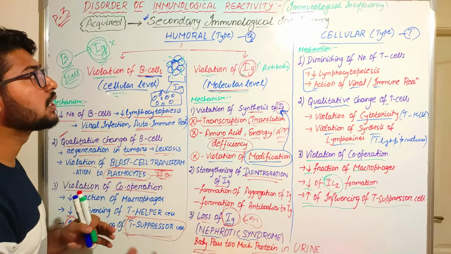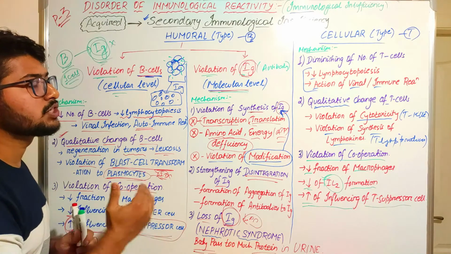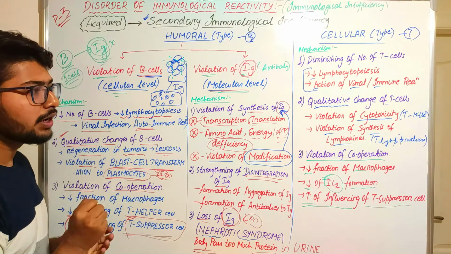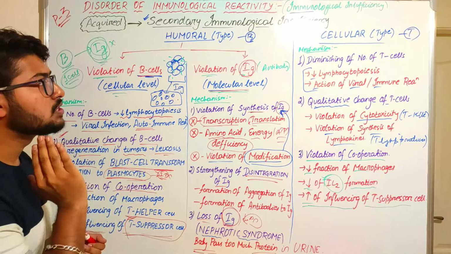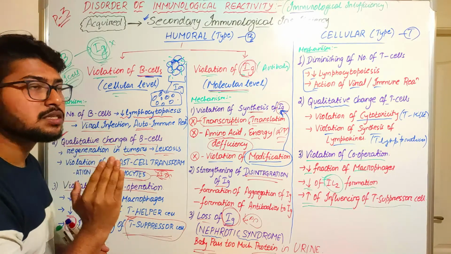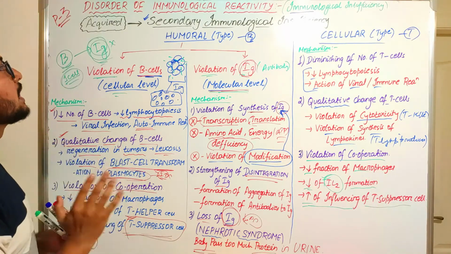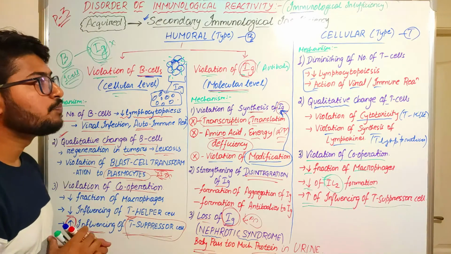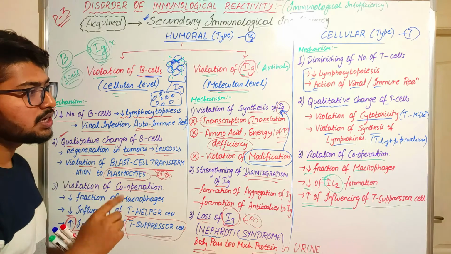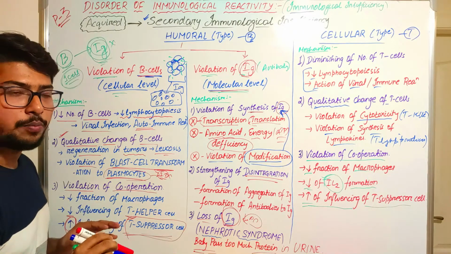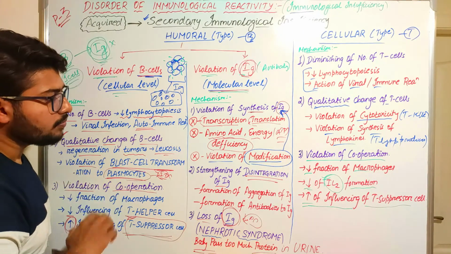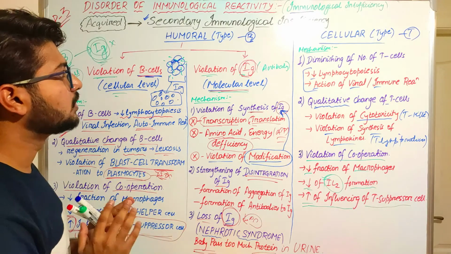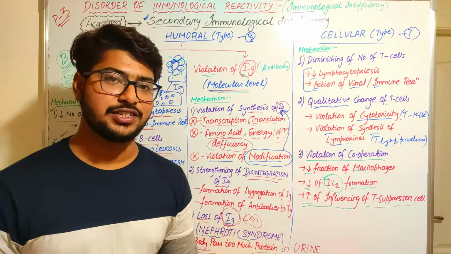Okay, so this is pretty easy for you guys, because secondary immunological insufficiency is not that hard in relation to primary immunological insufficiency. So I will tell you to be more focused on primary immunological insufficiency, which I covered in part 2 of the disorders of immunological reactivity. So consider this an easy topic. Okay, so this was all about secondary immunological insufficiency.